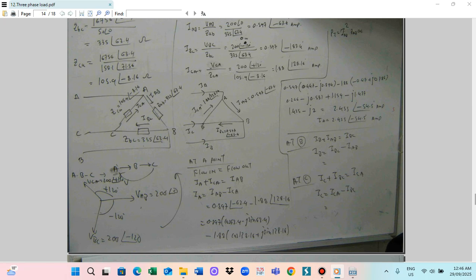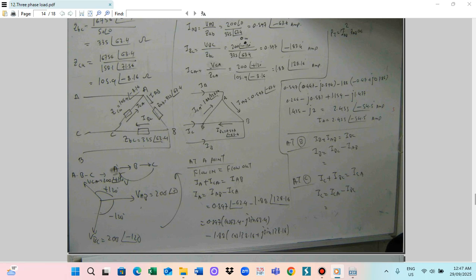How can we find the VAB? VAB is already given here. Line voltage 200 volt means AB voltage is 200 volt, BC magnitude 200 volt, CA magnitude 200 volt, but the angle is different. AB we take as the reference, so BC is 120 degree lagging. CA is 120 degree leading. So this angle is minus 120 degree, this is plus 120 degree. So three phase voltages are 120 degree apart.